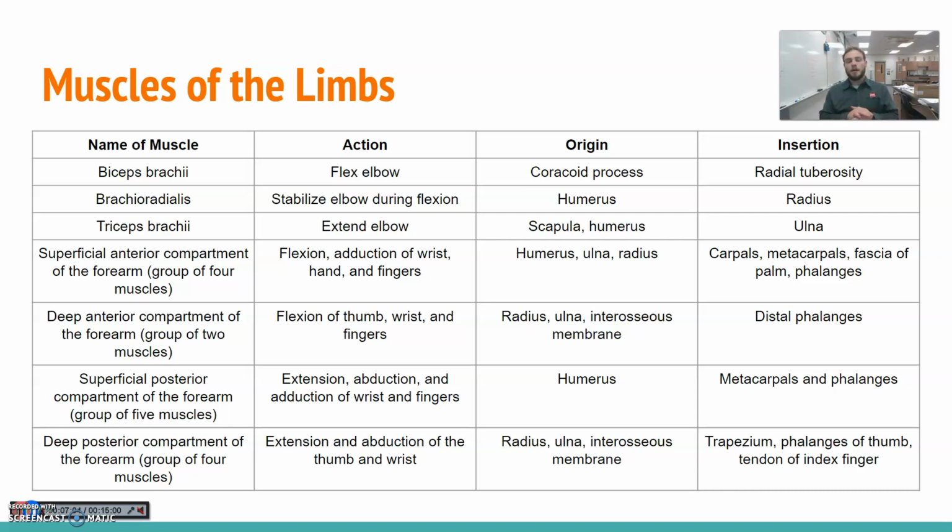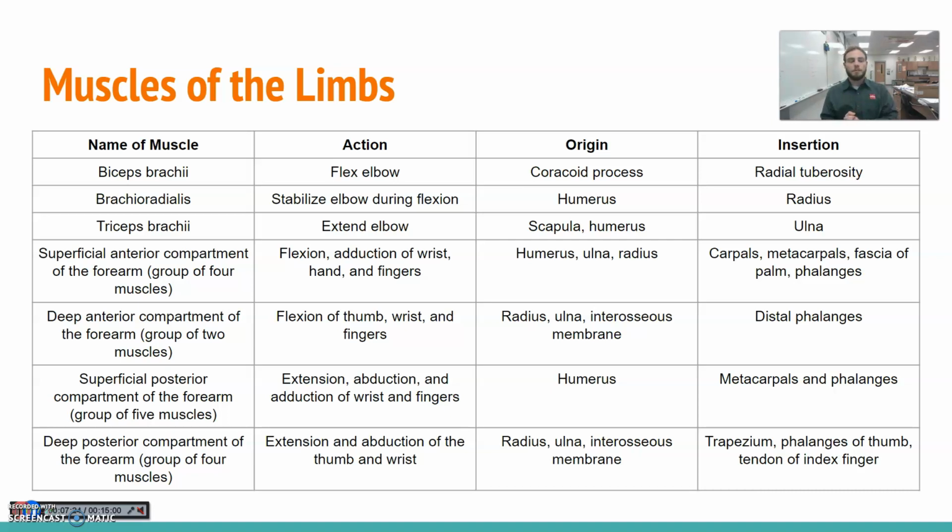and wrist. They're going to originate in either the radius, the ulna, or once again that interosseous membrane between the two. And they're going to insert on either the phalanges of the thumb, the tendon of the index finger, or they might insert on the trapezium, which you may remember is one of your carpal bones.